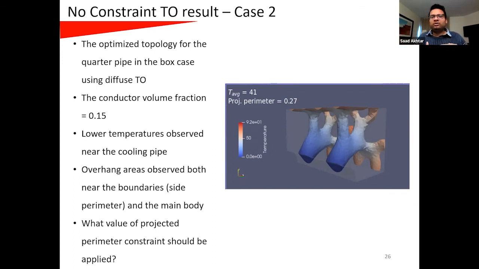So we're trying to find the base case projected perimeter, and then we're going to scale our constraint on the projected perimeter based on the base case. So that's the question: what value of the projected perimeter should we apply to both cases so that we get a good trade-off between designs that are manufacturable, but we also don't want to penalize too much on the cost function.